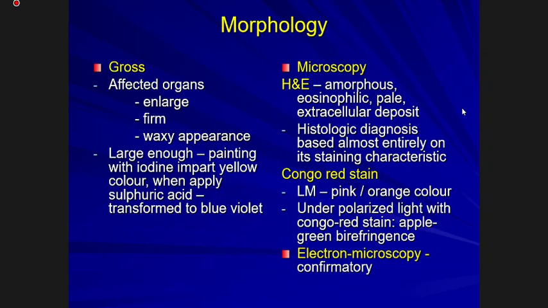Microscopically, we've already talked about it. On H&E, light microscope, it is eosinophilic, amorphous, extracellular deposits. You can do a Congo red stain and look under polarized light, and it appears as apple green birefringence, and under electron microscopy it gives a fibrillar appearance. So those are the general morphology of any type of amyloid.